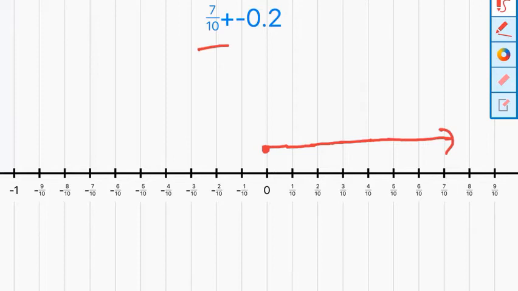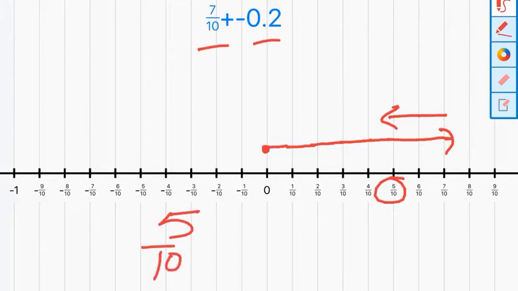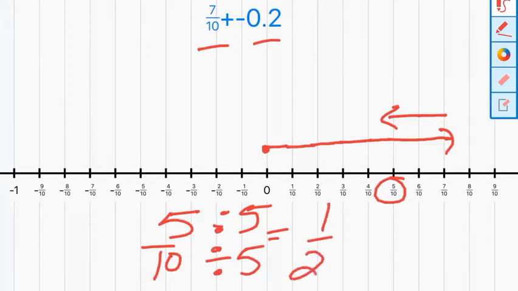Now I'm going to go back 2 spaces because I'm adding negatives. And when I add negatives, it moves me back. So I am at 5/10. I can simplify my fraction by dividing by 5, and I get 1/2. And don't forget, I can also write it in decimal form, 0 and 5/10.